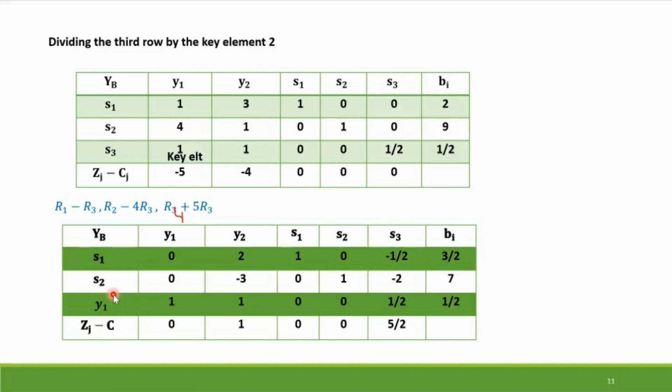Zj minus Cj. Also check whether, when you write these variables S1, S2, Y1, the Zj minus Cj row has to be 0 for these particular columns. So under S1 it should be 0, under S2 it should be 0, and under Y1 it should be 0. It has to become 0, otherwise you're making some mistake there. Okay, so now we cannot proceed further. We have got all Zj minus Cj's either 0 or positive.